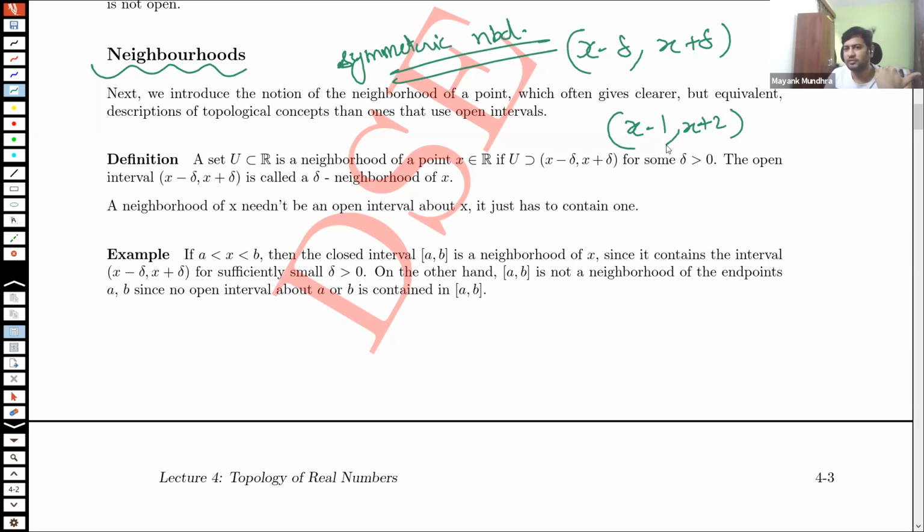This is also a neighborhood of x. So imagine a map. So this is, let's say, your home.